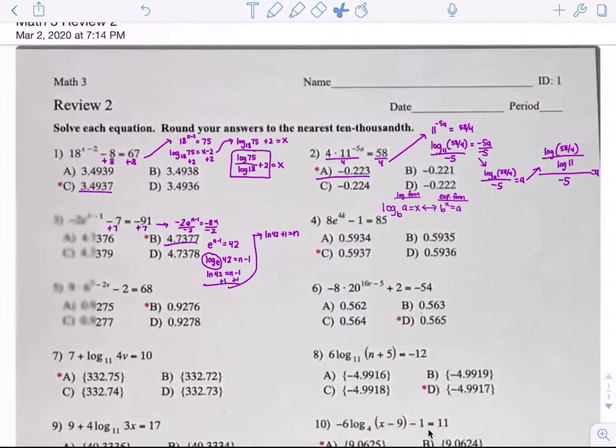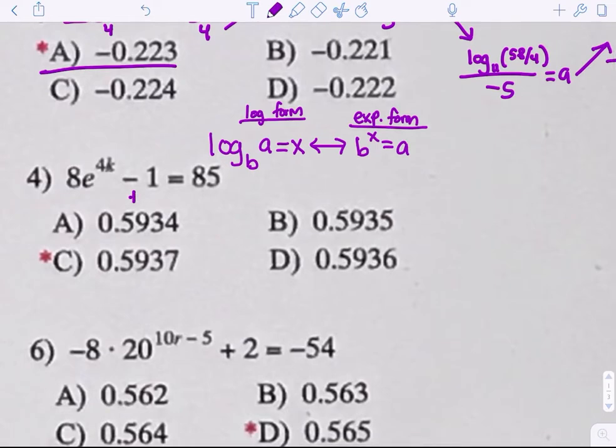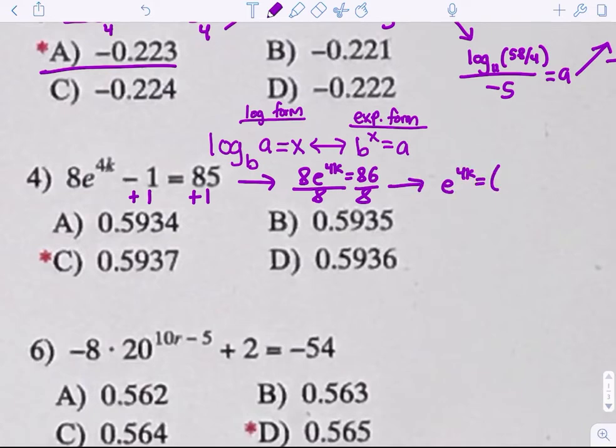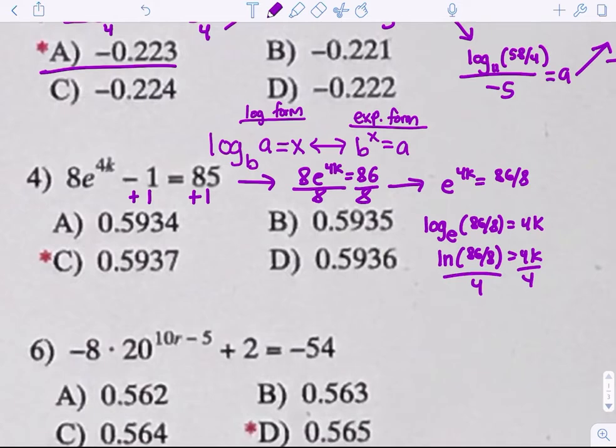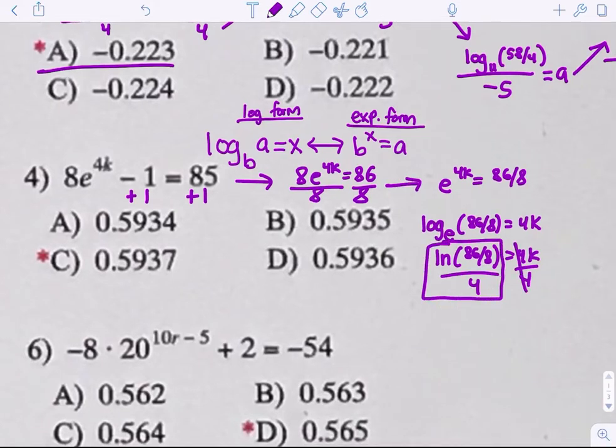So we are going to be adding 1 to both sides. So we have 8e to the 4k is equal to 86. Divide both sides by 8. So e to the 4k is equal to 86 divided by 8. This is an exponential form, so make it into log form. Log base e of 86 divided by 8 is equal to 4k. Log base e, you guys, is ln. And then divide both sides by 4. So put this in your guys' calculator, and it's going to give us that.